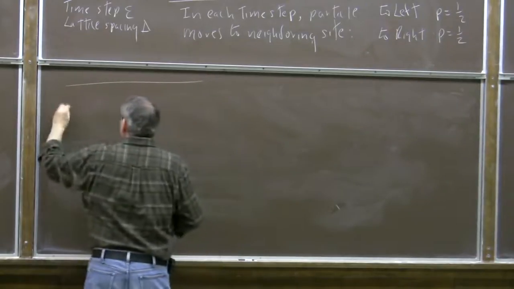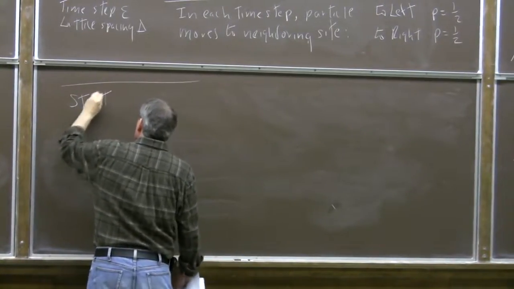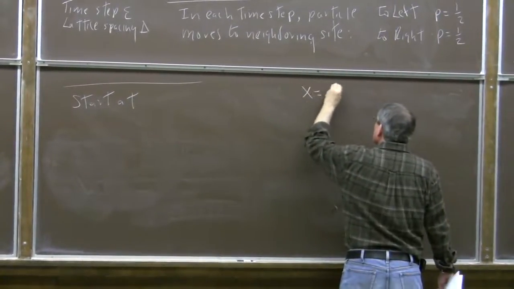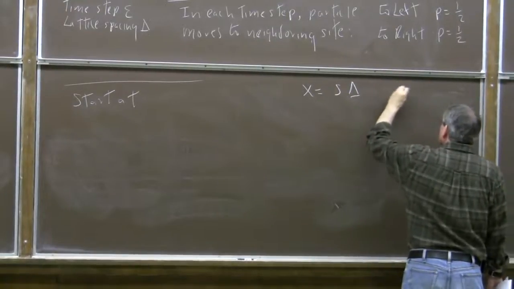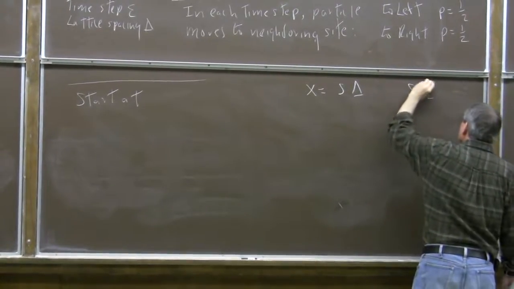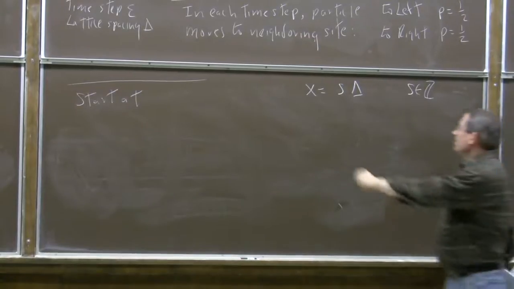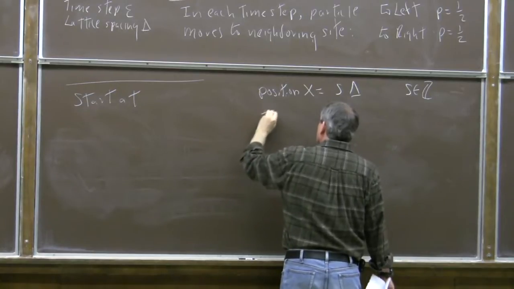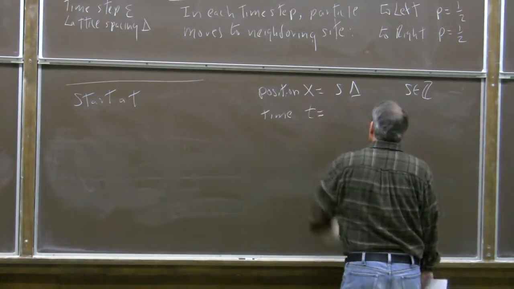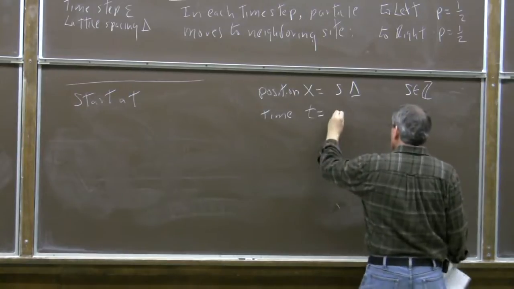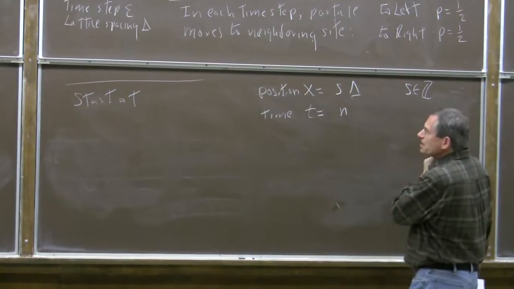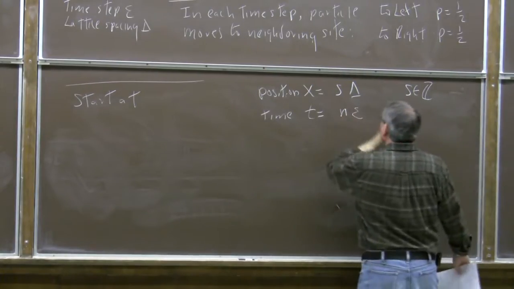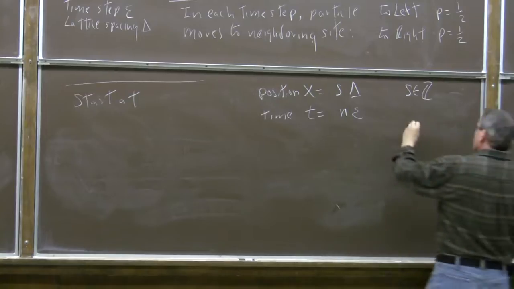Suppose we start. I'm going to consider the position to be s times delta. Delta is the lattice spacing, s is an integer, and the time t is equal to, I'll call it n. I may regret that since it doesn't count the same thing as the density, but that's what I have in the notes, so we'll stick with it, where n is an integer.